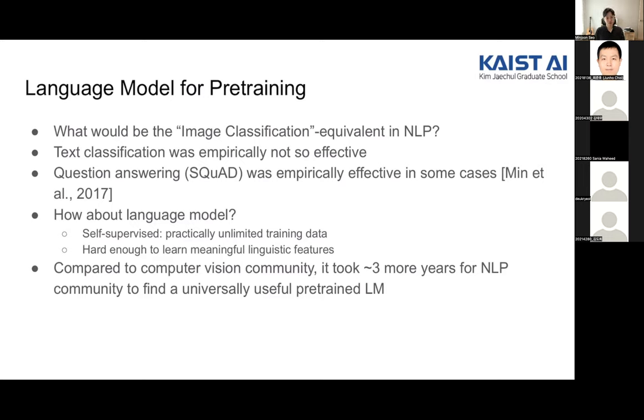So now people started to see that the language model actually is the image classification equivalent in NLP, starting probably as early as 2017. Which means, compared to the computer vision community, it took probably 3 more years for the NLP community to find a universally useful pre-training task for the language domain.